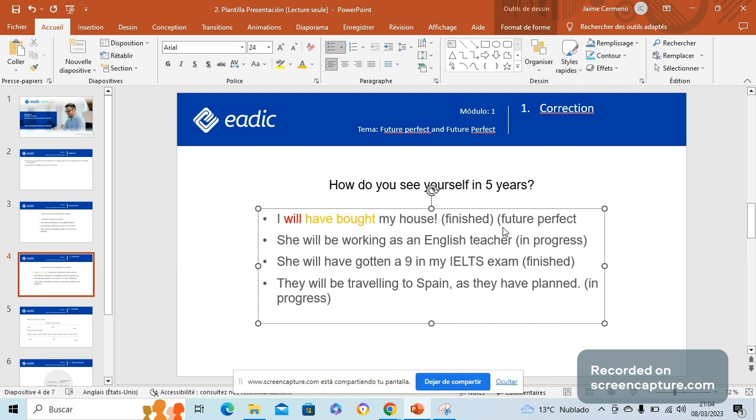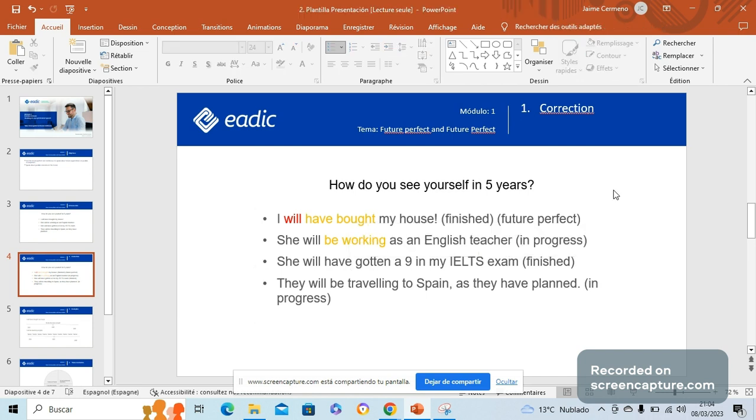All right. Next one, we're gonna have here a sentence with a structure that we already know, and this structure is gonna be present continuous. Now, what is present continuous? If you use it in present, it is always in progress. So if you use it in future, it's also in progress. So, she will be working as an English teacher. So what happened? She's an English teacher. And in 5 years, for example, I'm 26.